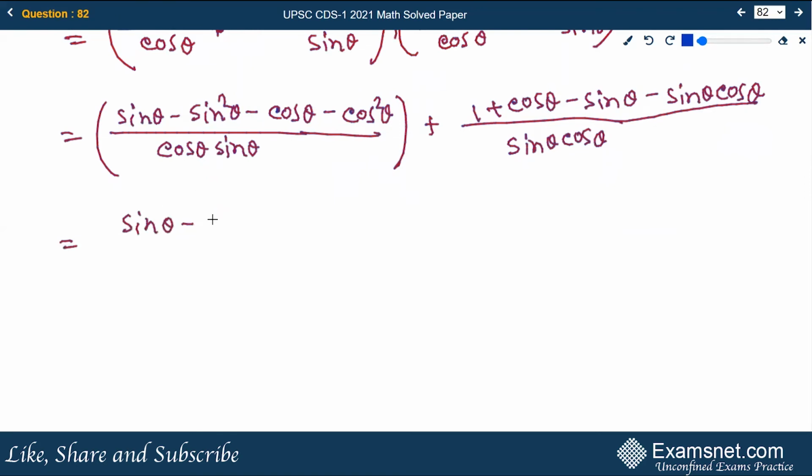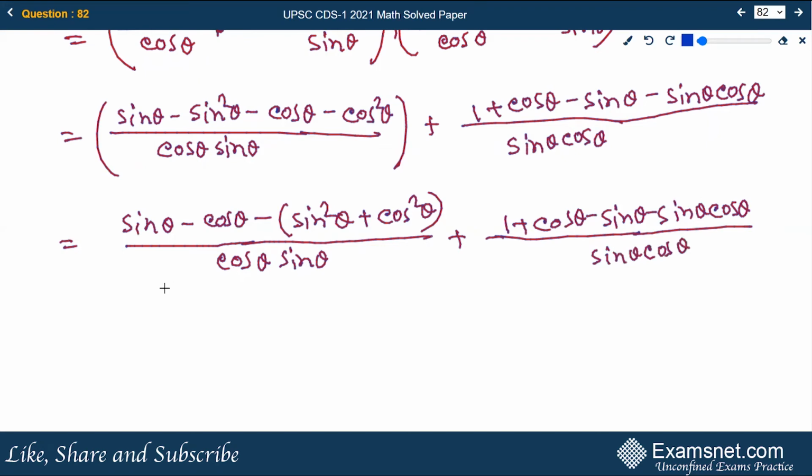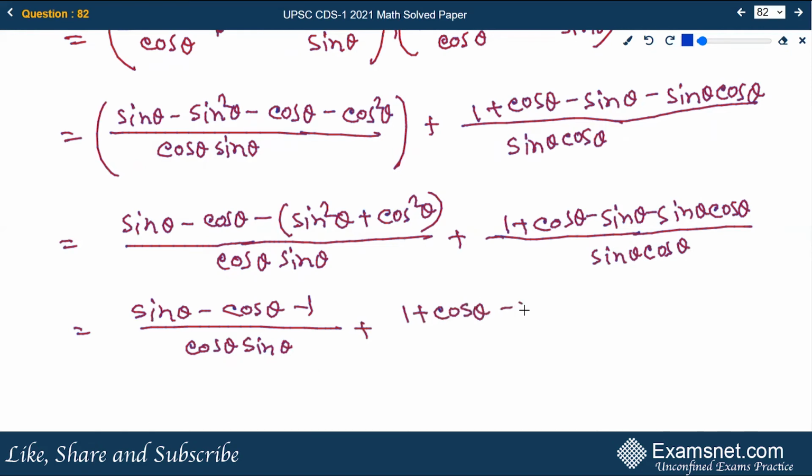Now sine theta minus cos theta, I can take minus common from both sine square theta and cos square theta, by cos theta sine theta plus, now here I can write as it is. There is nothing to do in calculation. Let's see if we can do any changes going forward. Now sine square theta plus cos square theta would result in 1, correct? So sine theta minus cos theta minus 1 by cos theta sine theta plus 1 plus cos theta minus sine theta minus sine theta cos theta by sine theta cos theta.